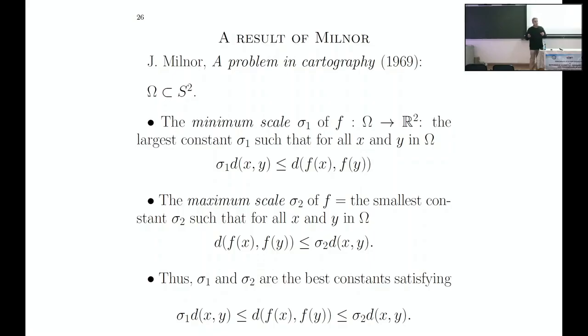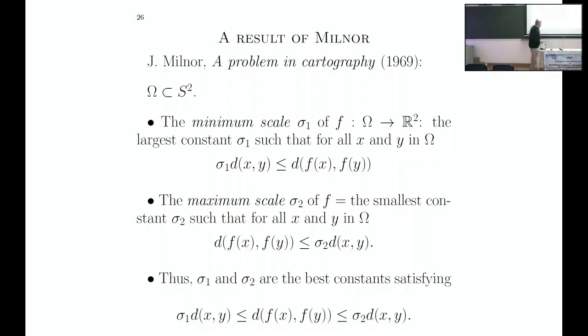A map from one metric space to another metric space, which is an isometry. What does it mean that it's an isometry? Yes, it means that the distance is preserved. It means that the distance between f of x and f of y is equal to the distance between x and y for every x and y. This is an isometry. It's distance preserving.